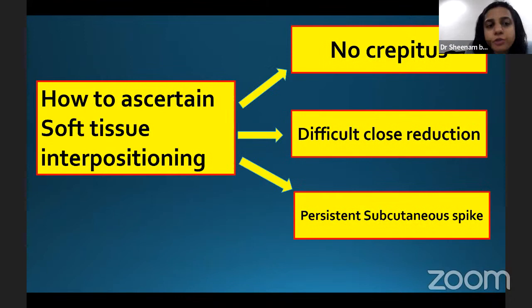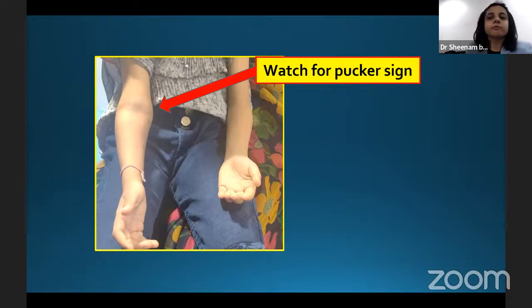How should we check for soft tissue interpositioning clinically? There will be no crepitus, there will be difficult closed reduction, and there will be a persistent subcutaneous spike. You can see here a pucker sign. There is tanning of the skin and there is redness of the skin.